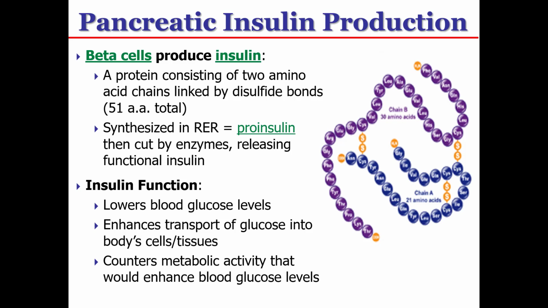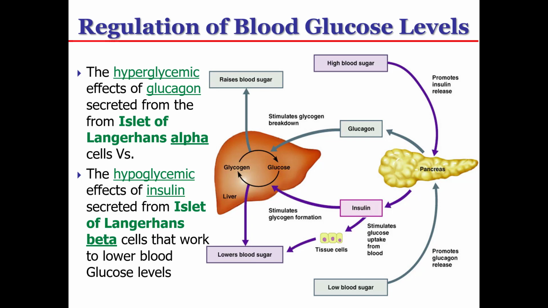So the beta cells in the islets of Langerhans produce insulin, and it's going to function to lower blood glucose levels, enhance the transport of glucose across the plasma membrane in all body tissues, and it's going to counteract metabolic activity that would otherwise enhance blood glucose levels. And in this diagram, also probably not in your book, so you can get this study from the notes. I'm hoping that these notes are more helpful than just reading the book.